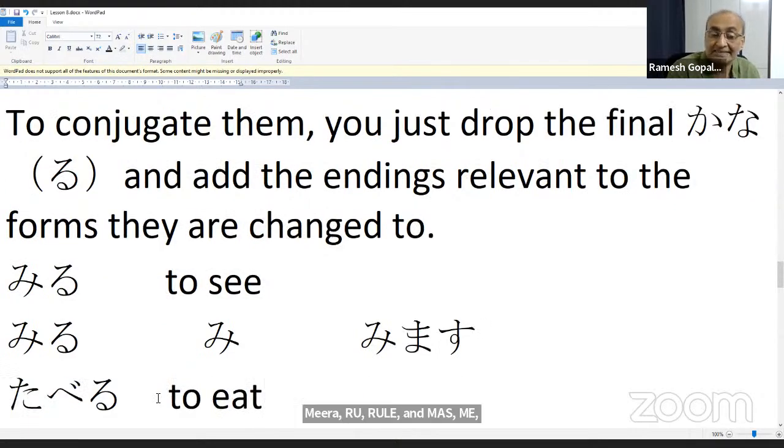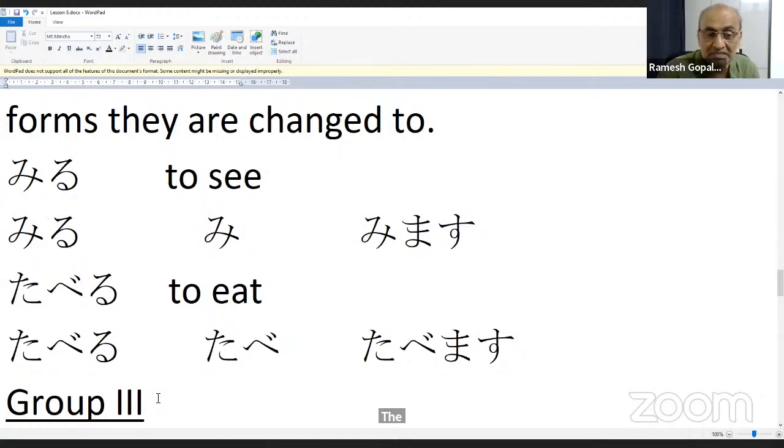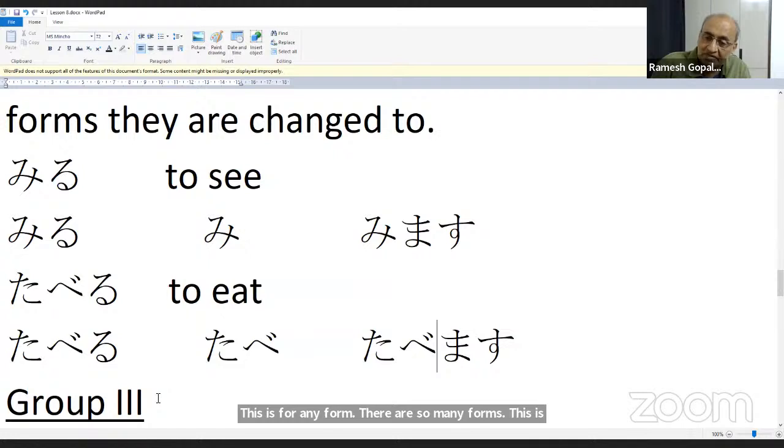Taberu. How does it end? Eru. Taberu means to eat. Drop ru. Add mas. Tabemas. Taberu, tabemas. Simply drop ru and add. This is for any form. There are so many forms. This is what you do. Drop ru and add whatever be the ending. Here, mas is the ending, right? In other forms, you have other endings. So add that. That's all. Drop ru and add.